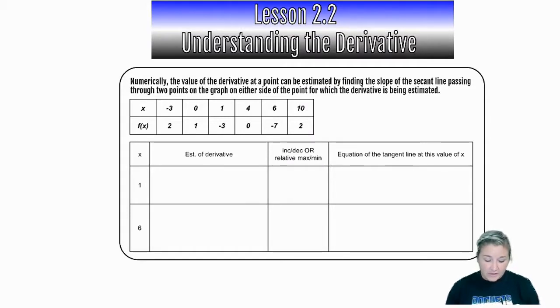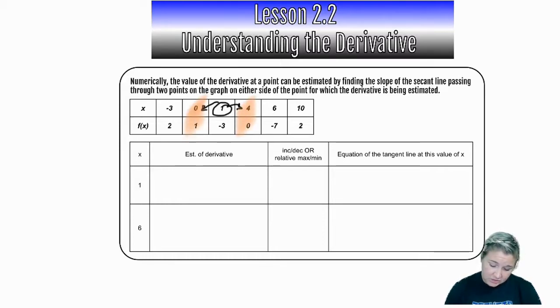So numerically, the value of the derivative at a point can be estimated by finding the slope of the secant line passing through 2 points. So remember, that's how we derive the tangent line: our h got so small that our secant line became a tangent line. So we can see a table of values of f of x and be able to find roughly the equation of the tangent line. So if we're going to find it at x equals 1, this is my point here, I'm going to use 0 and 4. I'm going to use these values here and here.